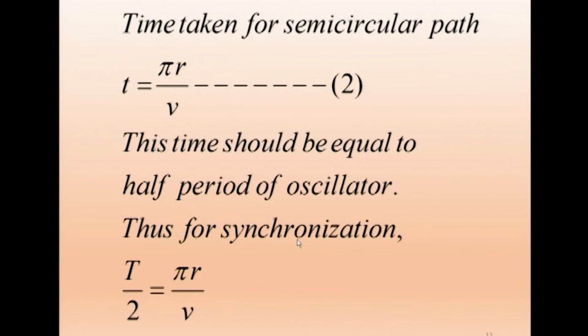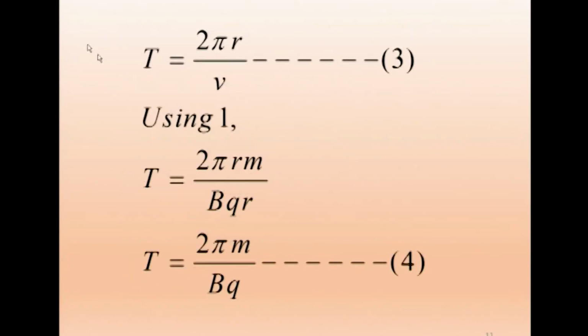Thus for synchronization, what you need is T by 2 is equal to pi r by v. This is the time taken for the particle to take the semicircular path, and that must be equal to T by 2, where T is the period of the oscillator. Just equating, and rewriting, T equals 2 pi r by v.